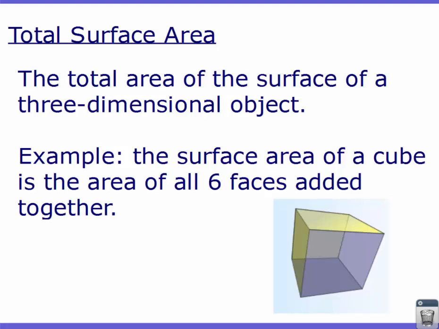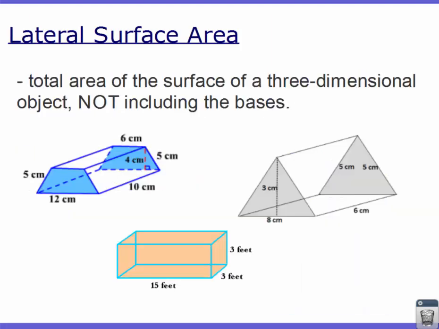So here's an example. The surface area of a cube, this picture right here, is the area of all 6 faces added together. Now the nice thing, if it's a cube, if I find one of them, I just multiply it by 6, I can find them all. Right? But not all figures are that way. Now let's talk about lateral surface area. Lateral surface area is a little bit different, and you do have to understand the distinction because you will be tested using both of these.